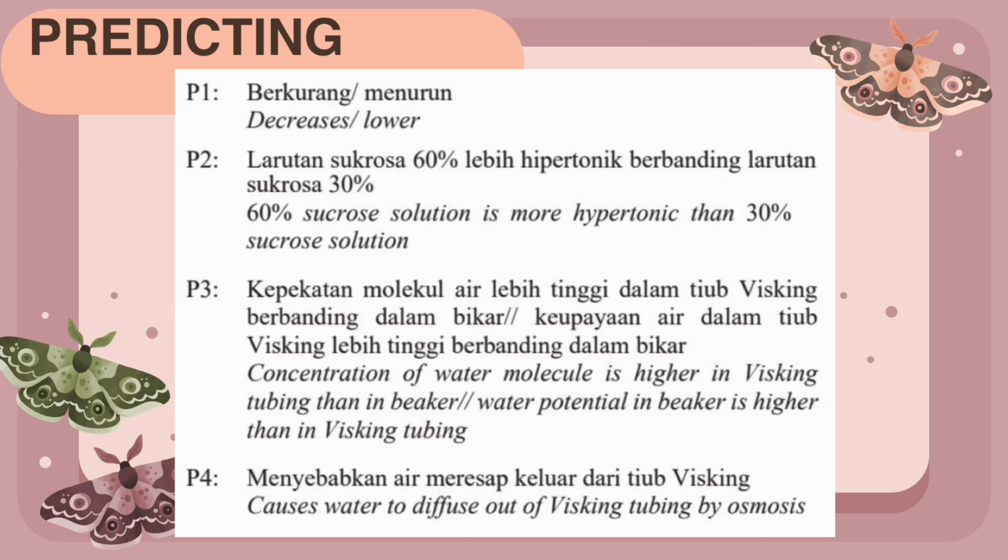Or you can also use water potential. Water potential in the beaker is higher than in whisking tubing. This causes water to diffuse out of the whisking tubing by osmosis.